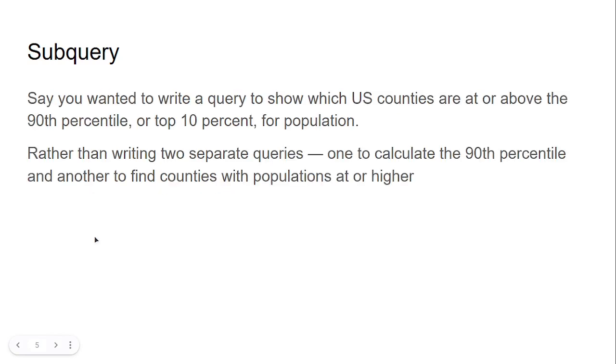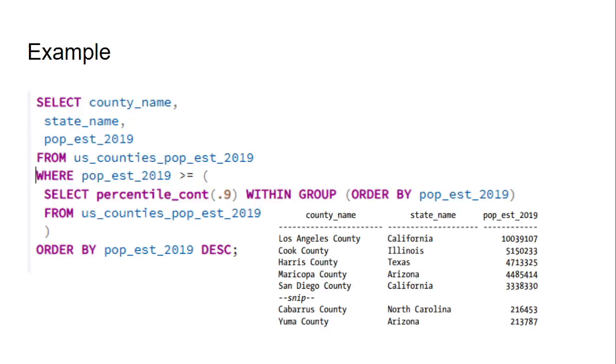So for example, say we want to write a query to show which US counties are at or above the 90th percentile, or top 10%, for population. Rather than writing two separate queries, we can calculate the 90th percentile and find counties with population at or higher. So let's say an example: we have select county name, state name, population estimate 2019 from US counties population estimate 2019, this is the table name. And then we have where population estimate is greater than.